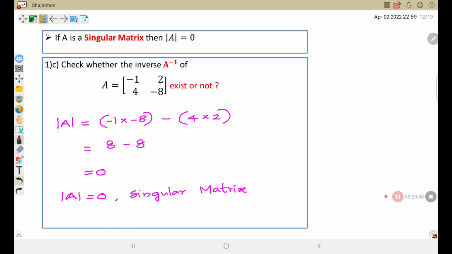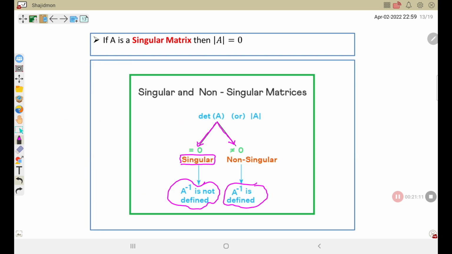That is why this example is a singular matrix. So what can we say as the answer? A inverse is not defined, or does not exist. We cannot find the inverse of that matrix. So only remember this: singular means A inverse is not defined, and non-singular matrix means A inverse is defined. I hope you understand how to find the inverse of a 2 by 2 matrix. So far we have discussed how to find the determinant of a 2 by 2 matrix and how to find the inverse of a 2 by 2 matrix.